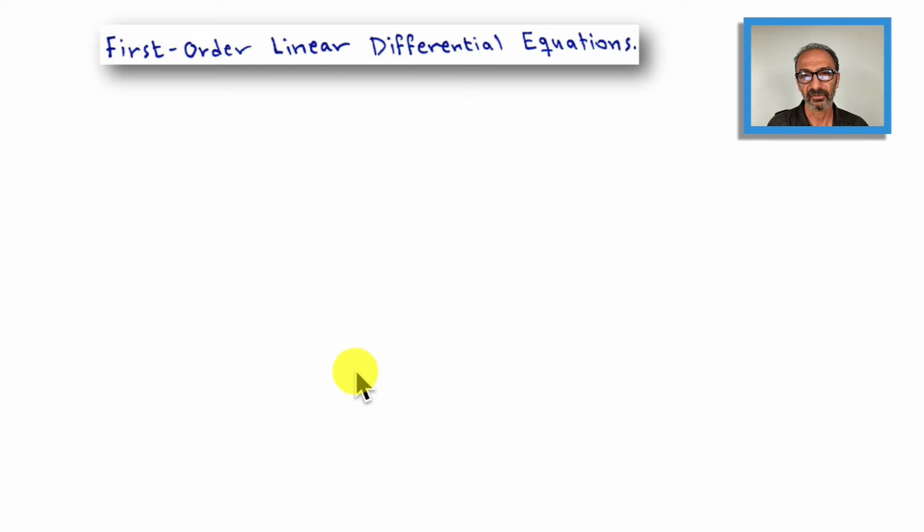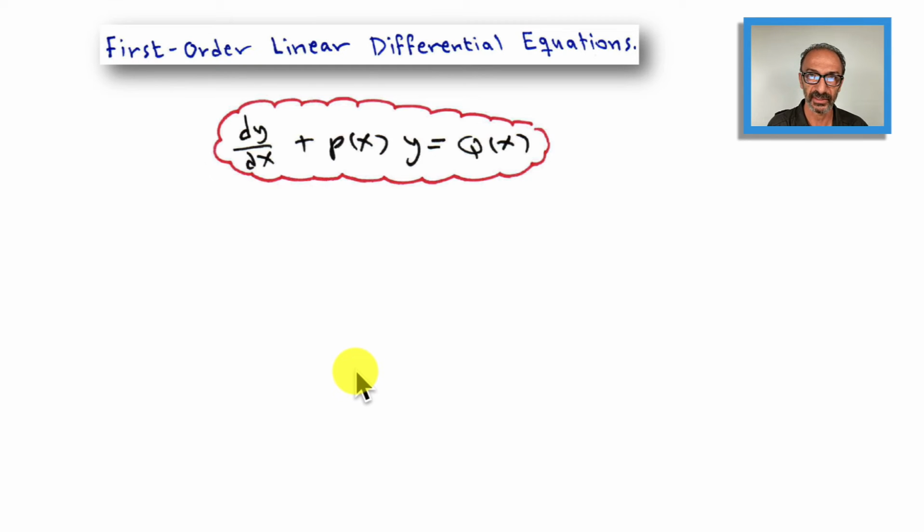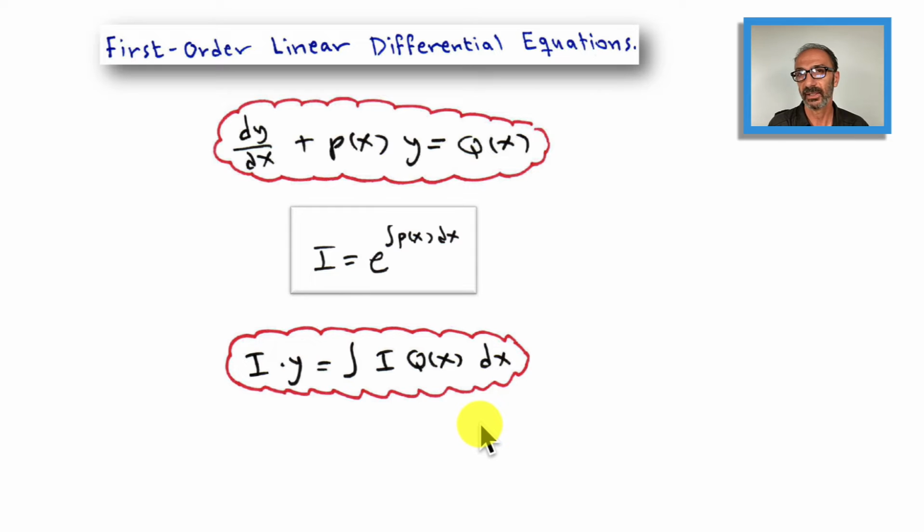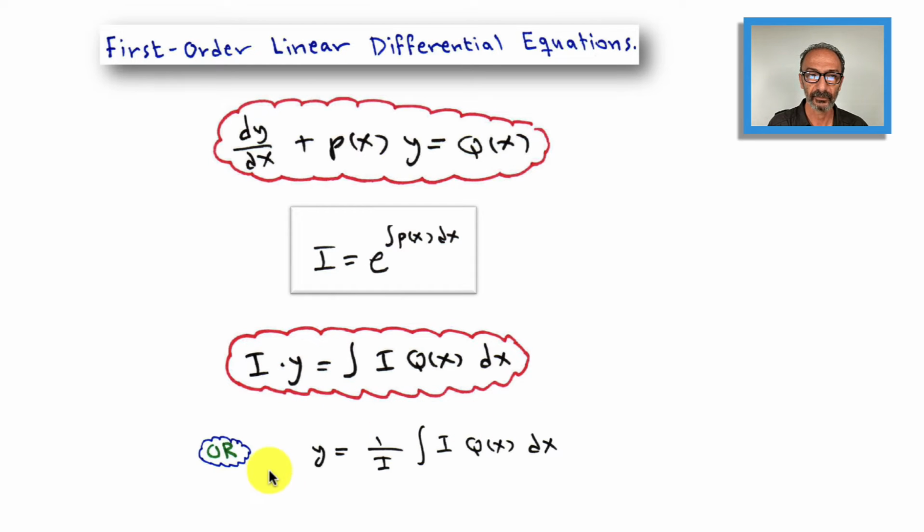So, to summarize, a first order linear differential equation looks like this. That's first order and it's linear. We are going to use I, which is e to the power integral of p of x dx. And finally, we're going to use I times y equals the integral of I times q of x dx. Or if you want to leave y by itself, y becomes 1 over I times that. Usually we leave that till the end, then we divide by whatever I is. And that should do it.